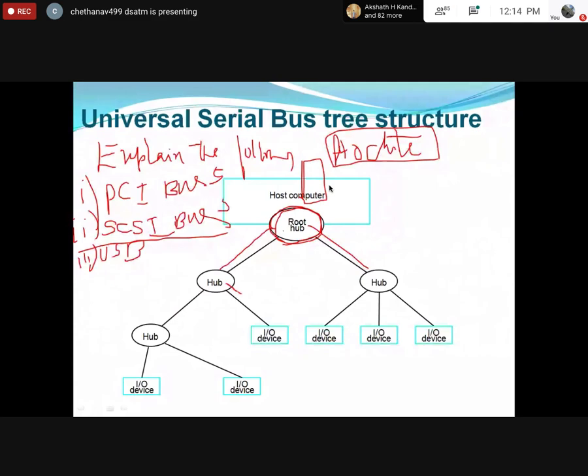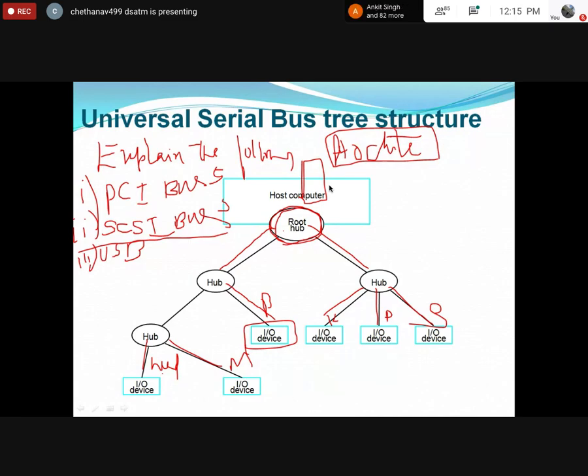So this could be your pen drive, this could be your keyboard, this could be your printer, this could be your scanner, this could be your mouse, this could be your headset. Like this, we have provided n number of hubs so that you can connect n number of devices simultaneously. That is what the USB architecture looks like.